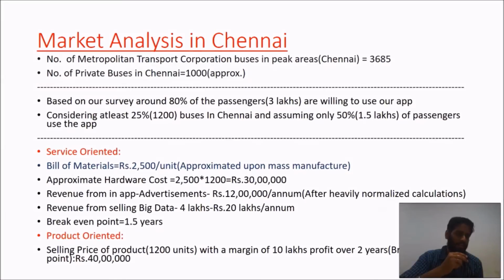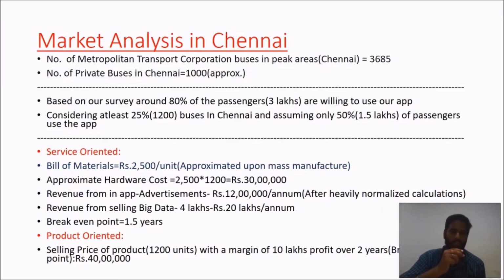We have done a detailed analysis of the market available for this product in Chennai. The number of Metropolitan Transport Corporation buses in peak areas of Chennai is around 3,685, and the number of private buses operating in Chennai is approximately 1,000. Based on the previous survey, around 80% of passengers, that is 3 lakhs, are willing to use our app. We have made the calculations by considering only 25%, that is 1,200 buses in Chennai, and assuming that only 50%, that is 1.5 lakhs of passengers, use the app.